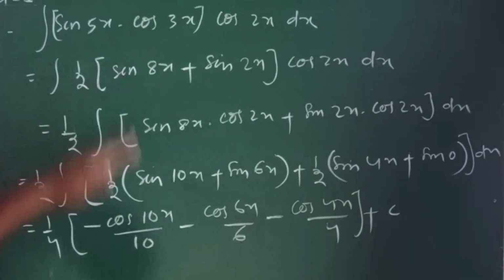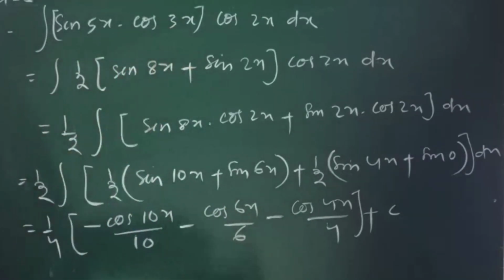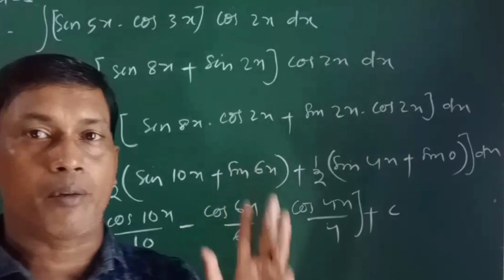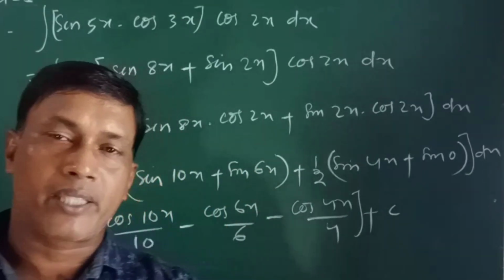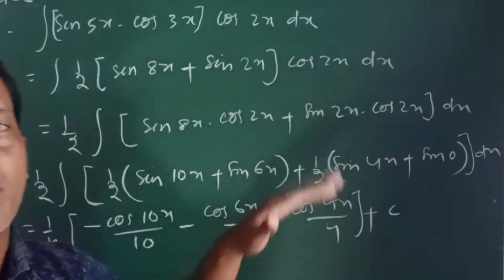So this is the integration of sin 5x into cos 3x into cos 2x. If you are given 3 terms in product form, then first take any 2 and expand these first 2 terms, and take the third term along with this.